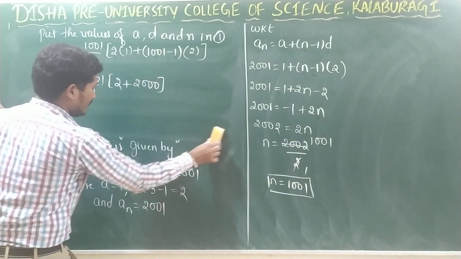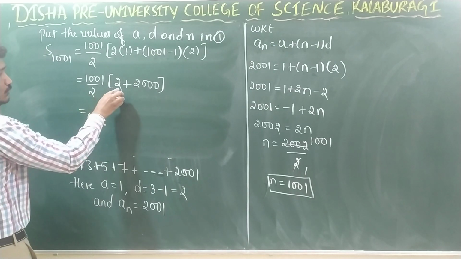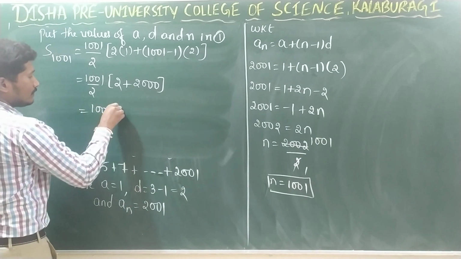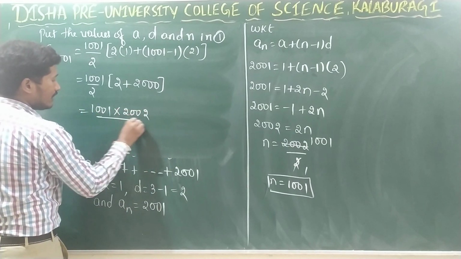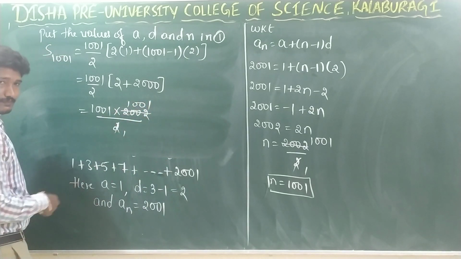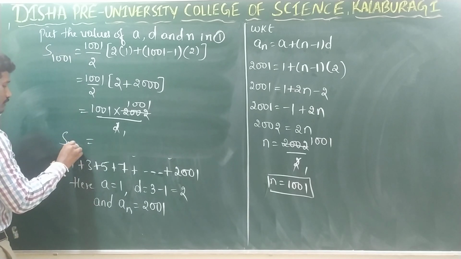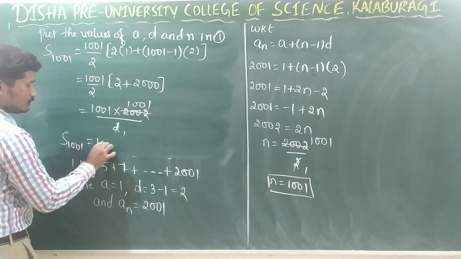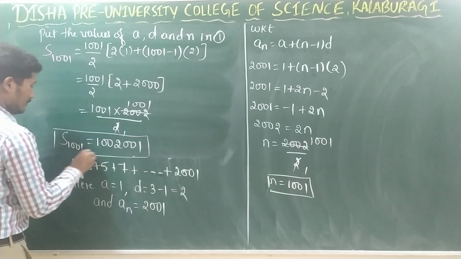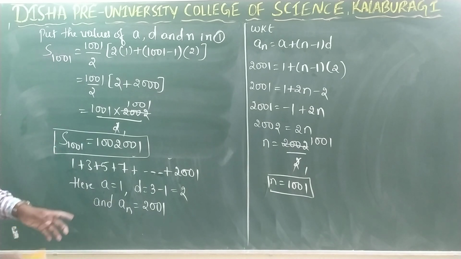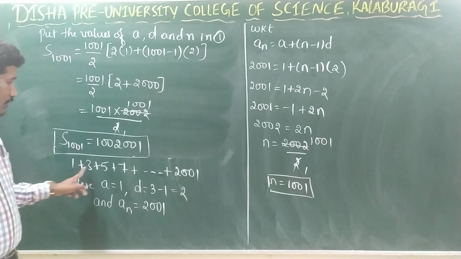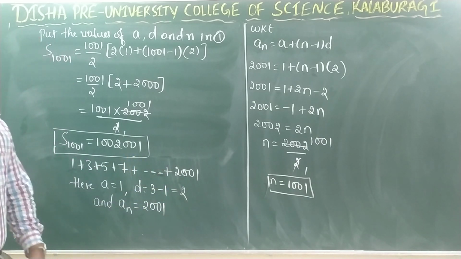Now here, 2 plus 2000 is what? 2002. So 1001 into 2002 divided by 2. So 2 ones are 2, it gets cancelled. So this is equal to what? Yes, 1001 into 1001. When you multiply these two, you will get 1002001. You can multiply and check. So this is the sum of the odd integers from 1 to 2001. So this is your answer.